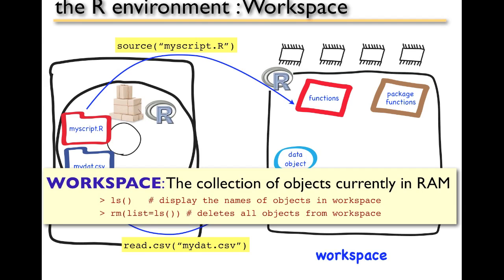If you want to know what's in your workspace, you can use the list command ls parentheses to display all the objects in your workspace. And you can use rm, remove, to remove specific objects from your workspace. Or you can list all of them and it'll remove everything. Okay, but if you really want to make sure everything is clean, you probably are best off shutting R down and not saving any of your objects. That's really the only way to know that you've gotten rid of everything and all the packages that you've loaded.